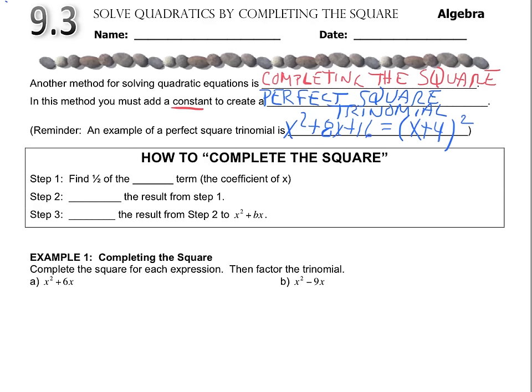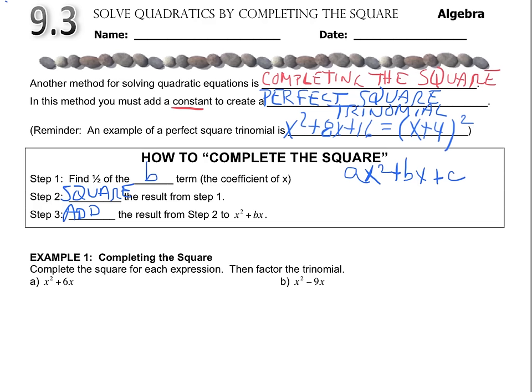So how do we complete the square? Well, remember that standard form is ax squared plus bx plus c. So our first step is to find half of the b term, the coefficient that goes with the x. Second, what we're going to do is square the result that we got from step 1. Then we're going to add that result from step 2 to the x squared plus bx.